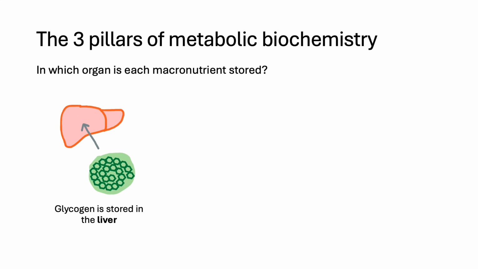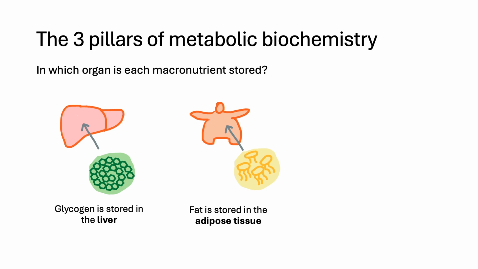Next, where is fat stored? Well, fat is stored in our fat tissue, which is called adipose tissue. Now, I've drawn a little sumo wrestler person there with lots of fat. That is where our triglycerides are stored. And the adipose tissue is the guardian of fat.